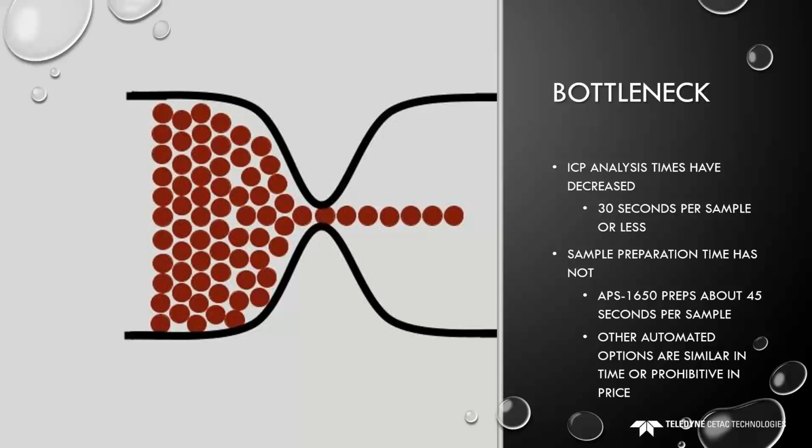Now, the unfortunate side of that is that while the ICP analysis times have decreased, the sample preparation time has not, and you have to prepare the samples and dilute them before you can put them on the ICP. The APS 1650, which is the Teledyne CETAC product that we've offered for the last 15 years or so, normally prepares a sample in about 45 seconds for a 1 to 10 dilution. There are other automated options on the market, but they're either similar in throughput or can be prohibitive in both price and size. So this bottleneck is a real problem for many of the laboratories that we'll be talking about.